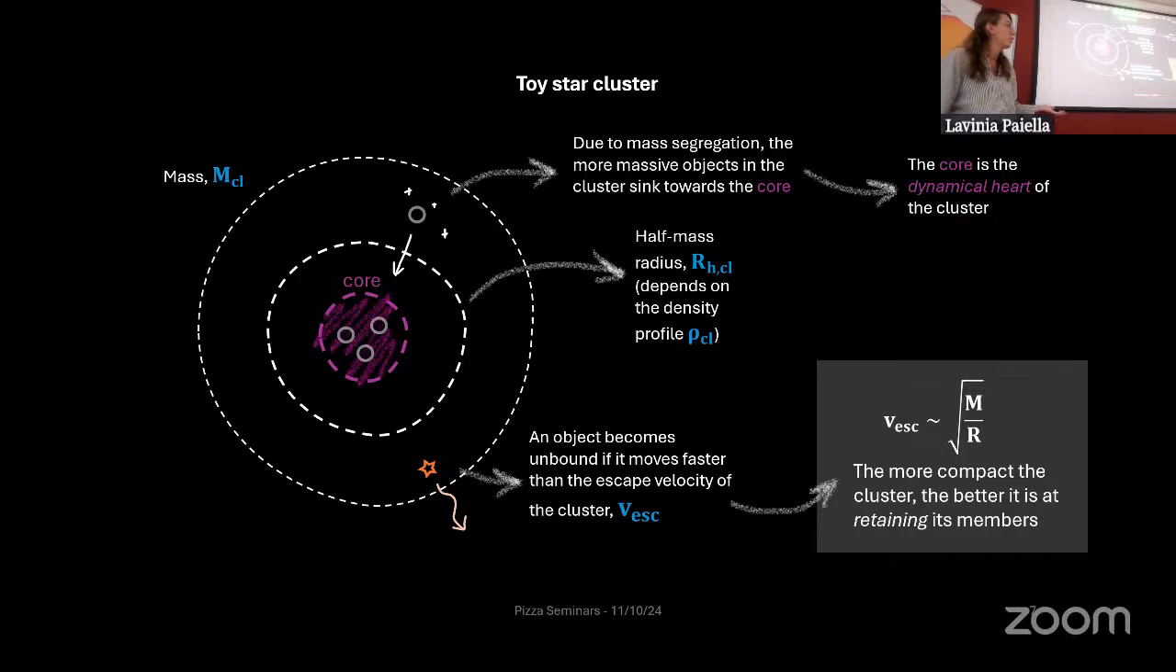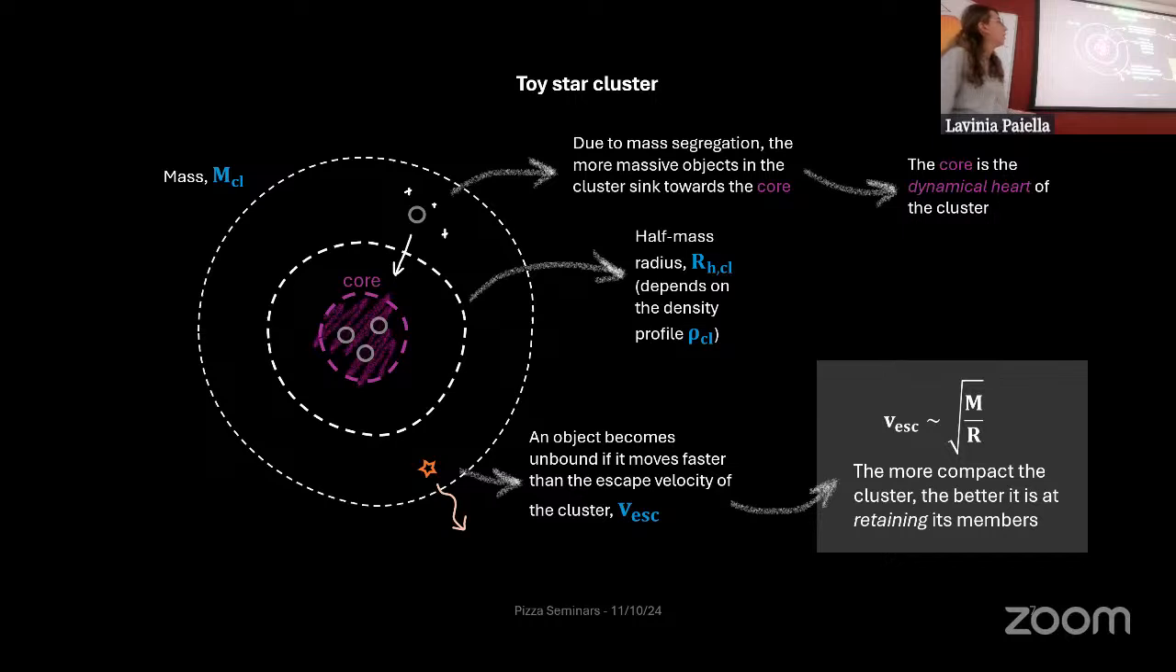So the escape velocity, if you want, sets the boundary of your cluster, in the sense that any object moving at a speed faster than that is going to be unbound with respect to the cluster. And this escape velocity goes as the square root of the mass of the cluster over the radius of the cluster. And this means that for very massive and very compact clusters, you have a high escape velocity, and so you have a higher chance of retaining the objects within the cluster. And we'll see this is going to be useful later.